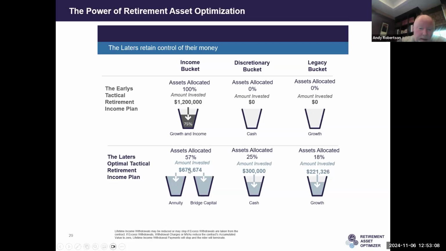How about under the optimized plan? Between the bridge capital and the annuity, we're going to commit 57% of the capital, 678,674. Now we have 521,000 we can allocate any way we want. We could put, for instance, 25% of it in the discretionary bucket and say to the client, listen, you have $300,000 you could burn through before you ever threaten the fully funded, fully inflation adjusted, and highly tax efficient nature of the very retirement income plan we just built, right? We have 221,000 we could put to work for the purposes of legacy planning.